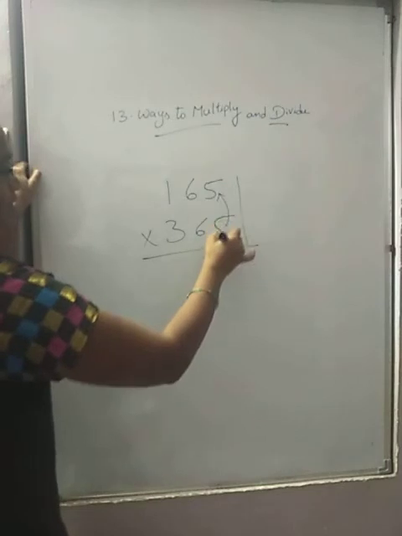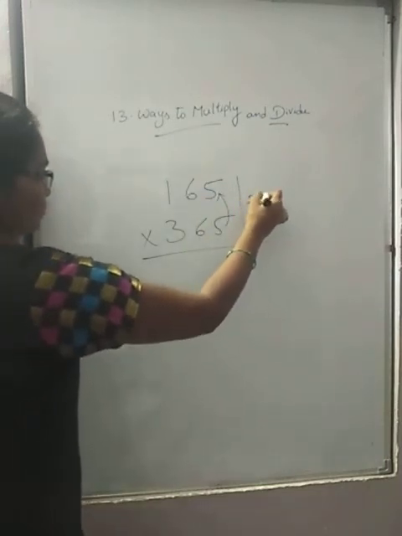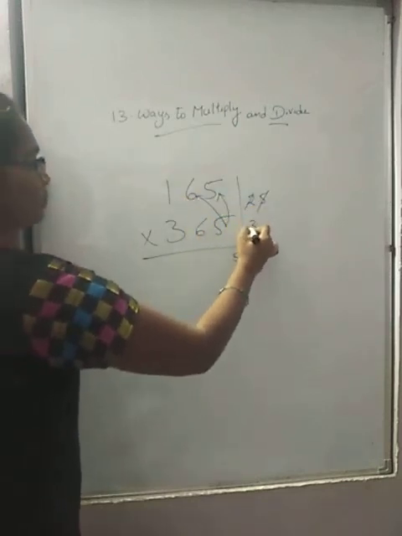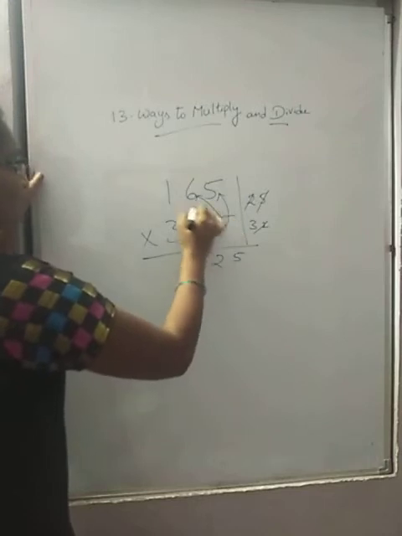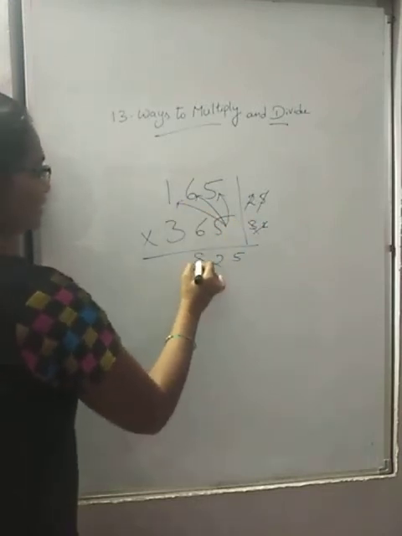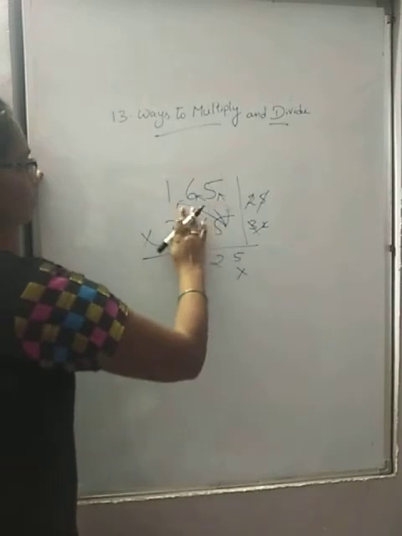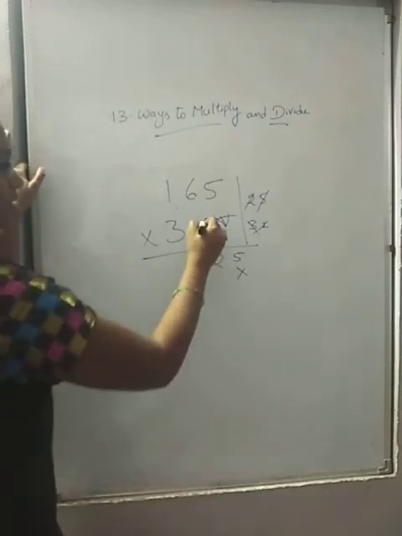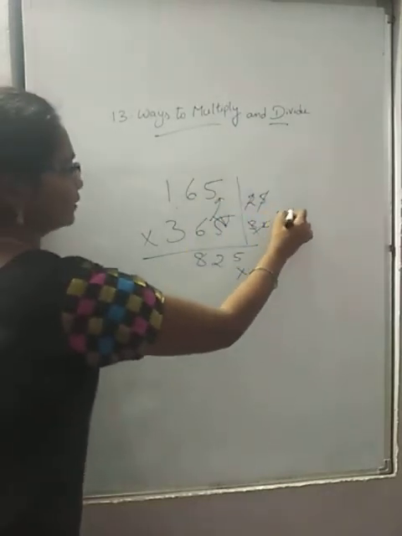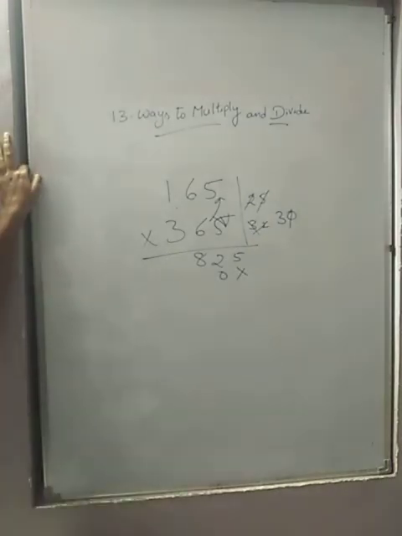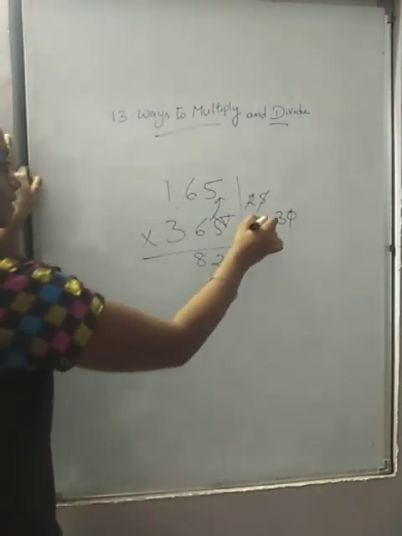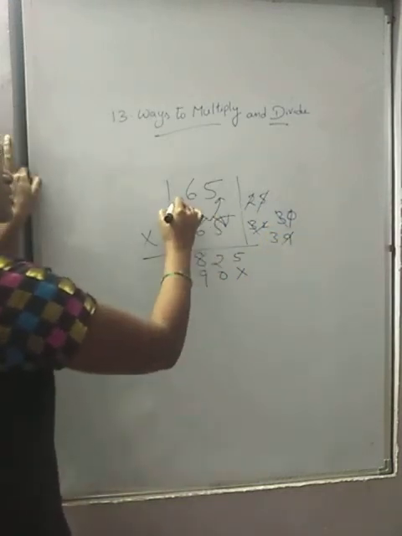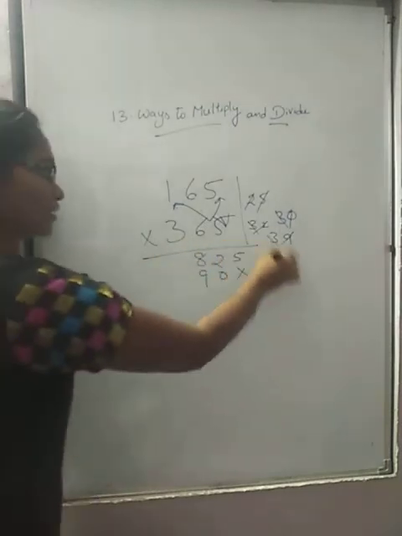First one digit, 5 5s are 25. So, right here, 5. 5 6s are 30. 30 plus 2 is 32. 5 1s are 5. 5 plus 3 is 8. Next we should keep here a 0. Next what number we should take? Tens place number we should take. 6 5s are 30. 6 6s are 36. 36 plus 3 is 39. So ones plus 9 we should write here. Next 6 1s are 6. 6 plus 3 is 9.